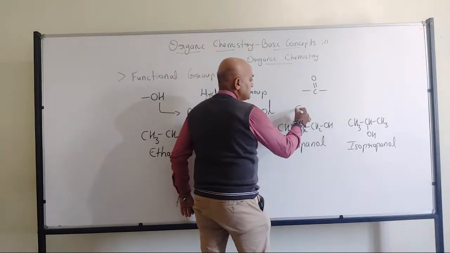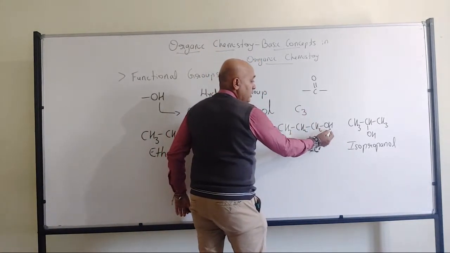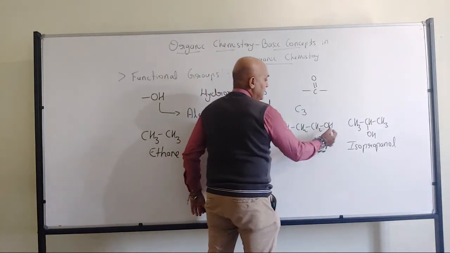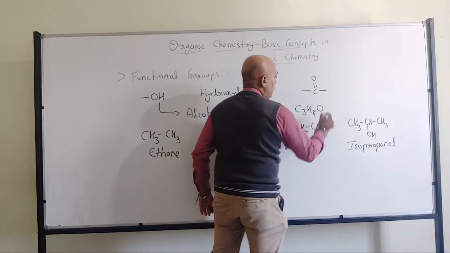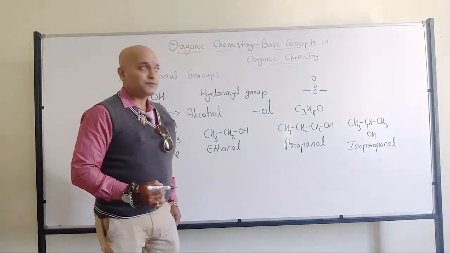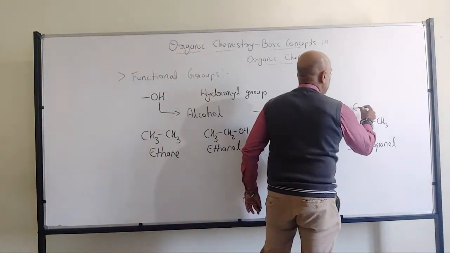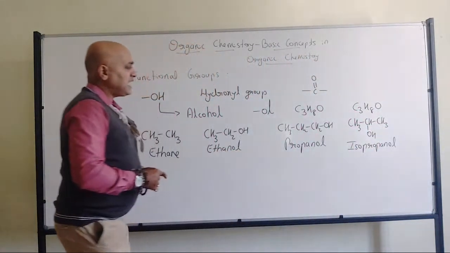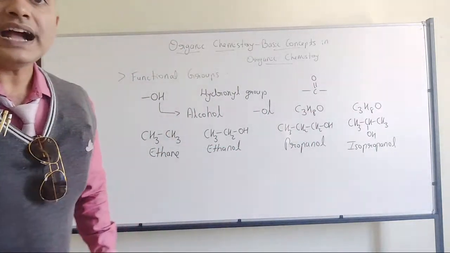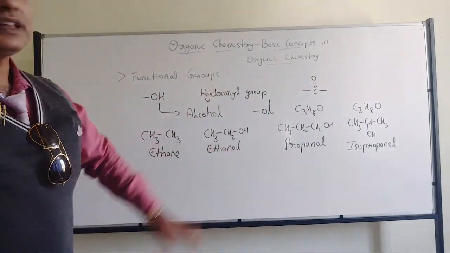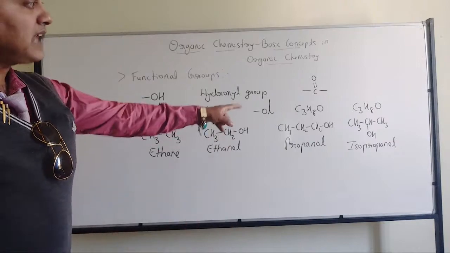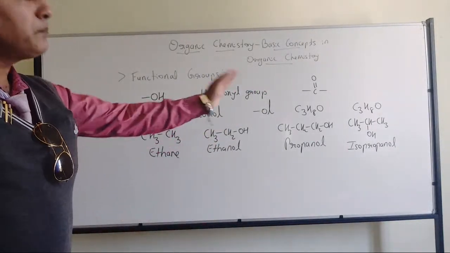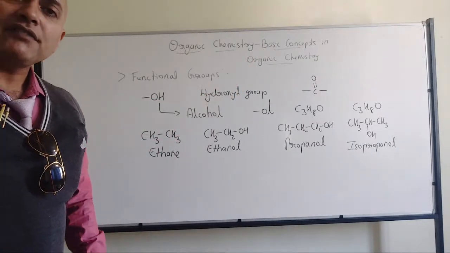For example, C3, 3 carbons. How many hydrogens are there? 2, 2, 4, 4, 3, 7 and 8. H8O. Right? Molecular formula. So here also it will be C3H8O only. That means when I am talking about propanol or isopropanol, they have the same molecular formula. So that molecule is called isopropanol because it is an isomer of propanol. All of you have understood?